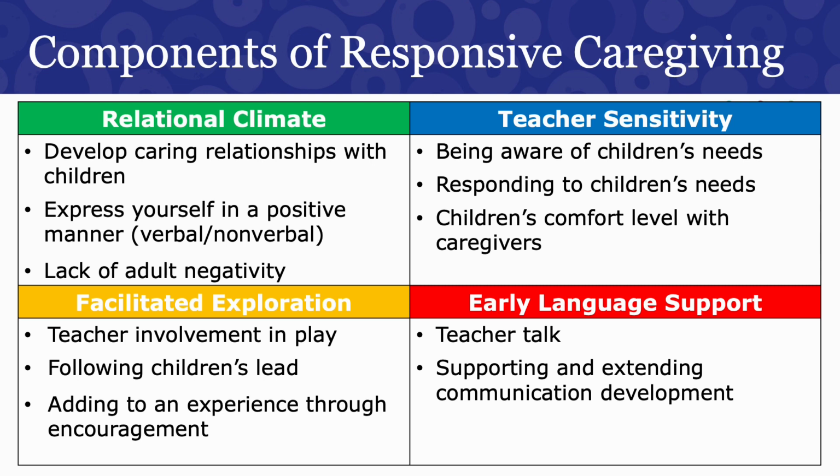There are 4 areas of responsive caregiving: relational climate, teacher sensitivity, facilitated exploration, and early language support. Relational climate reflects the quality of relationships between caregivers and children, the emotional climate, the emotional warmth that's occurring, and indicators of respect and perspective taking conveyed by teachers in the context of infants' responses to these interactions.